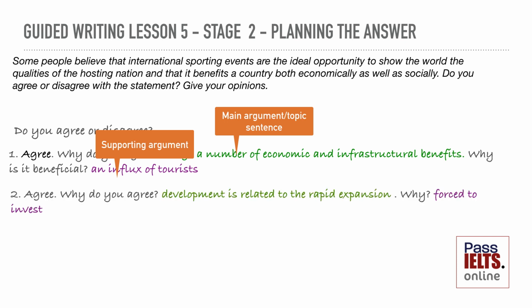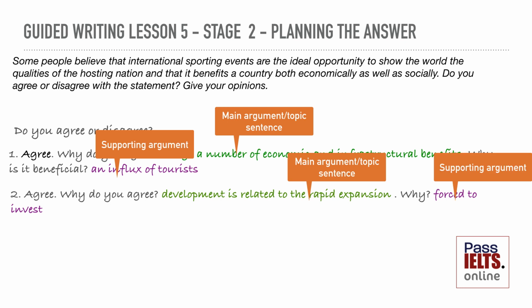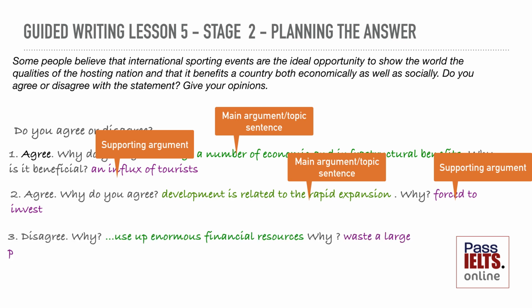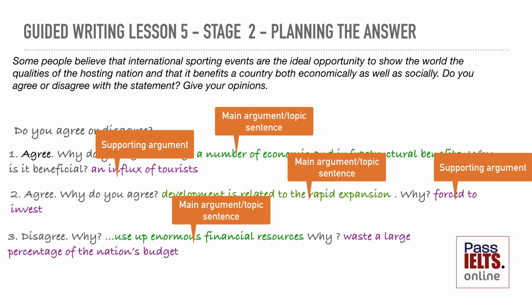In this case, it will be the economic benefits such as the money tourists will bring into the country. The second paragraph agrees again, and it is the possibility for the country to expand its infrastructure rapidly, and that is my main idea, and therefore be forced to spend money to improve various things in the country. This is my supporting argument. And the last main argument is that I disagree. The main argument is that it costs too much money, which could otherwise be spent on local communities and projects as my supporting argument.